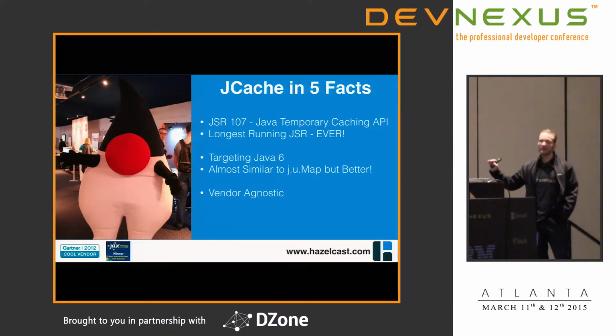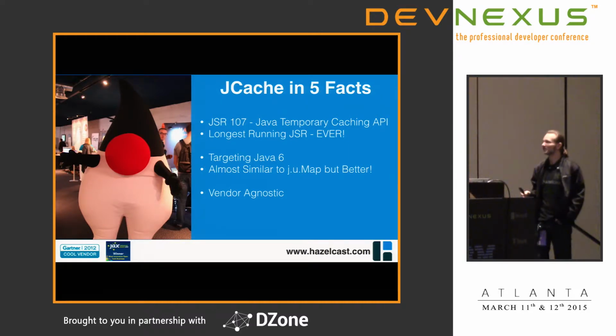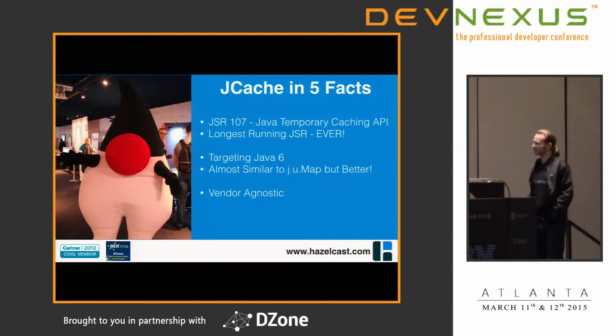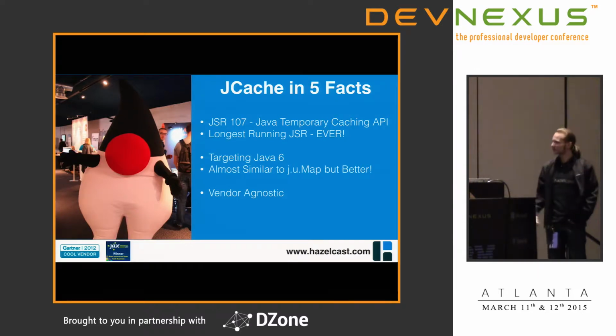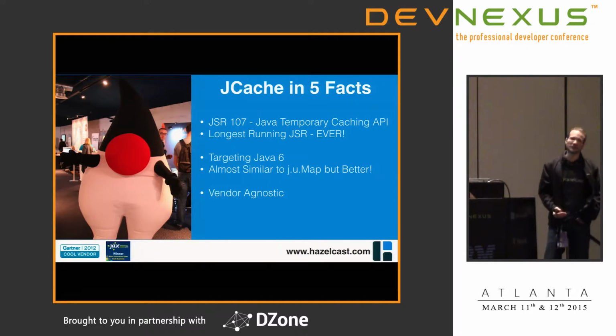It is like Map, but it's better because it's meant for caching. We will see some methods which look like the Map interface, but there are slight differences that make it pretty nice. And another very important thing, I already told it, it's vendor agnostic. So I'm working for Hazelcast, but whoever is going to go for JCache can use Ehcache, can use Coherence, can just switch it underneath and it still works.